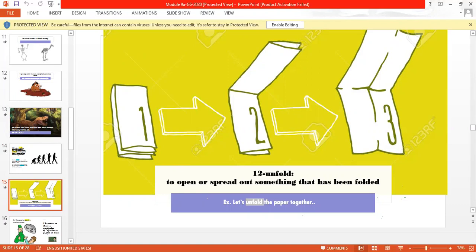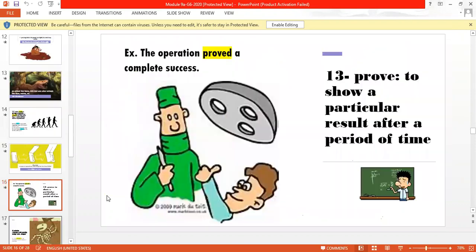Okay, grade 6. Number 12, unfold. It means to open something like the newspaper, or spread out something that has been folded. This newspaper is folded, so unfold means to open it like this. Let's unfold the paper together, exactly like the newspaper, because it's a big paper, so you can unfold it. Number 13, prove. It means to show a particular result after a period of time, like: the operation proved a complete success.